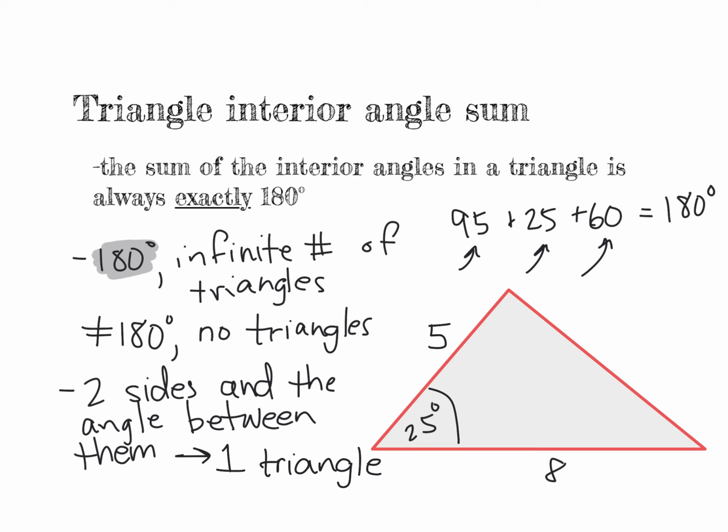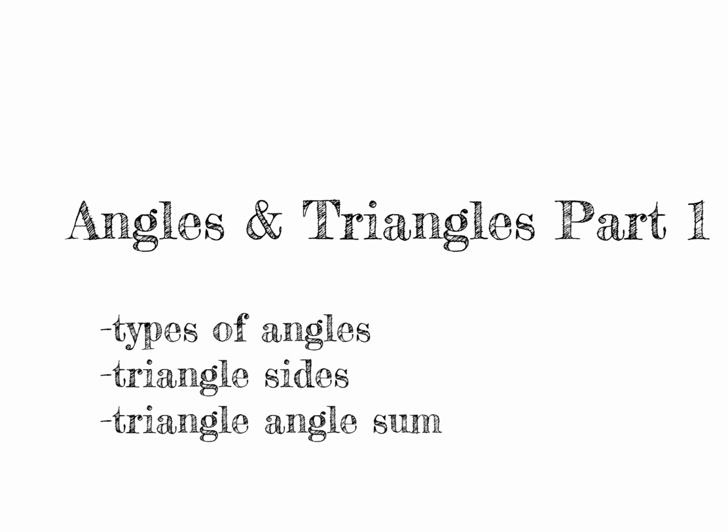So in short, that's everything that we will be going through in the first part of your week. Again, those things were types of angles, like adjacent and vertical, and complementary and supplementary. We talked about triangle sides, and how any two sides of the triangle must have a sum that is greater than the third. And finally, the triangle angle sum, which means that in order for a figure to be a triangle, it must have an interior angle sum of 180 degrees exactly, along with some other special circumstances.